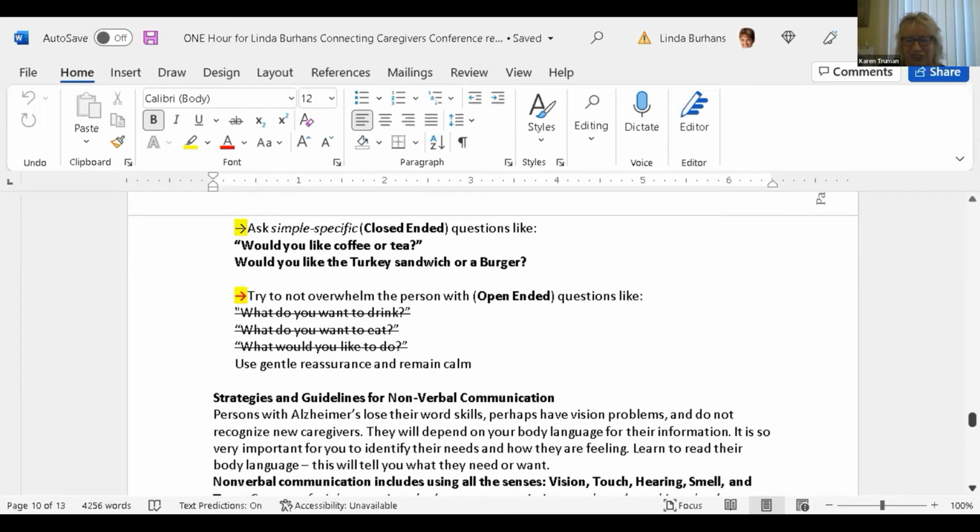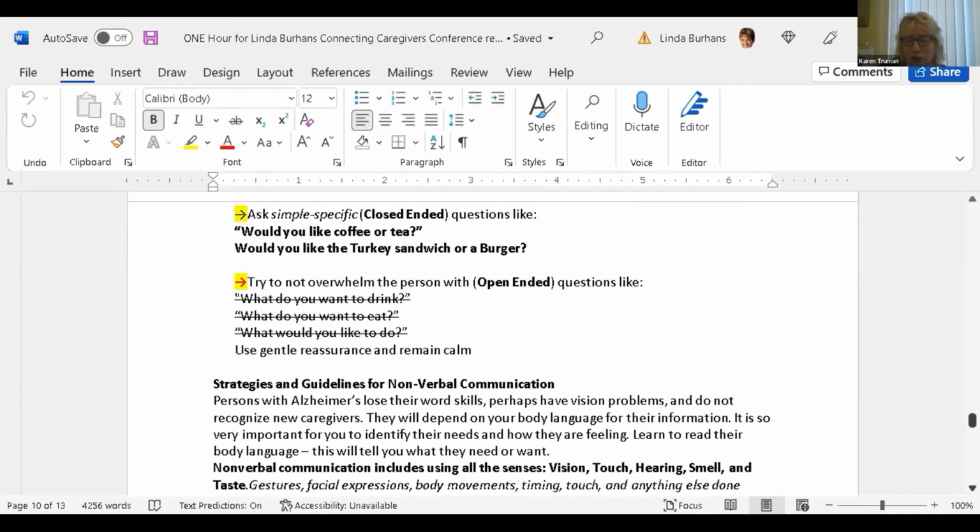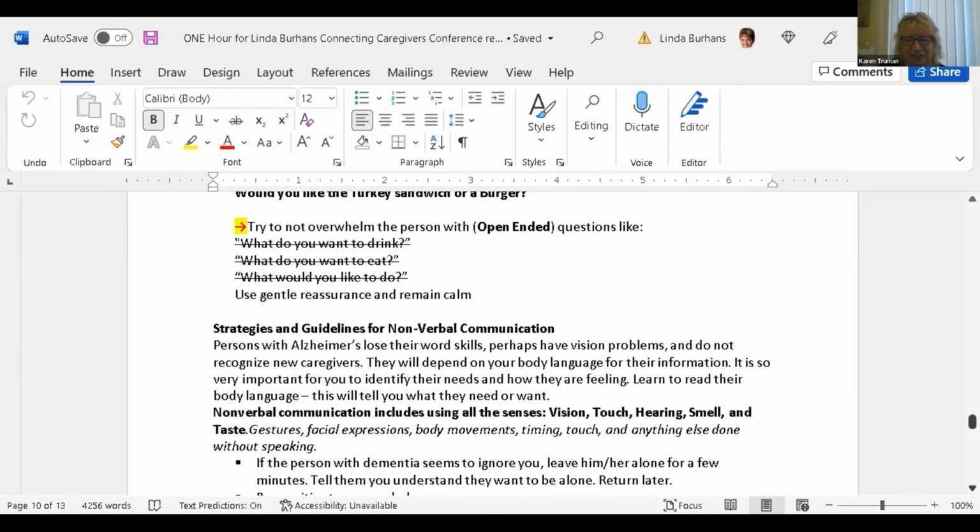Closed-ended questions, okay? Would you like to go to the park today, or would you like to go to the dollar store? One or two choices. You want to wear the red shirt or the green shirt. Those are really important things to remember. Not "what do you want?" when you open the closet. It's overwhelming to them. They can't do it.